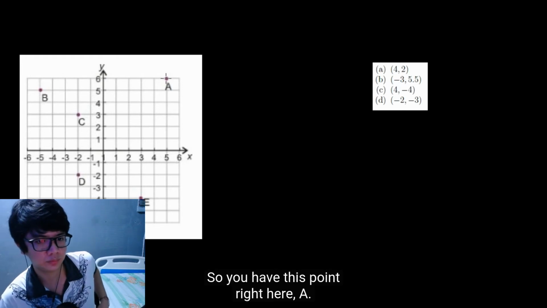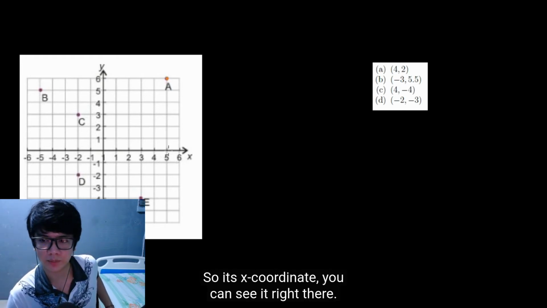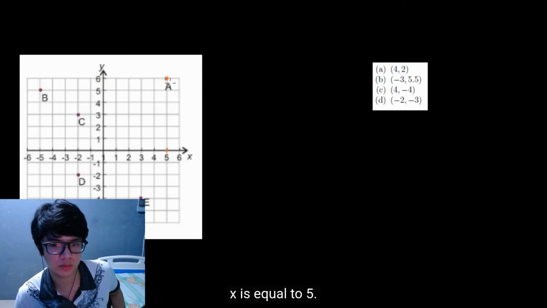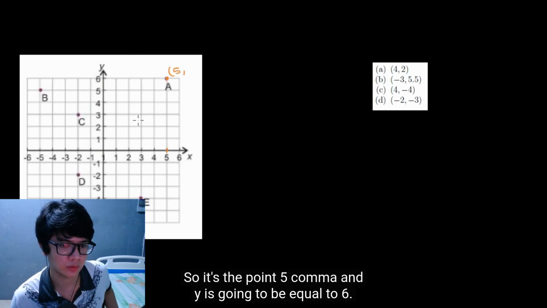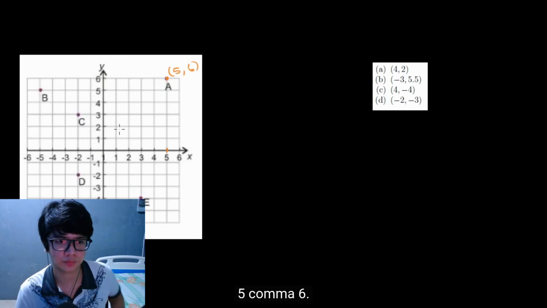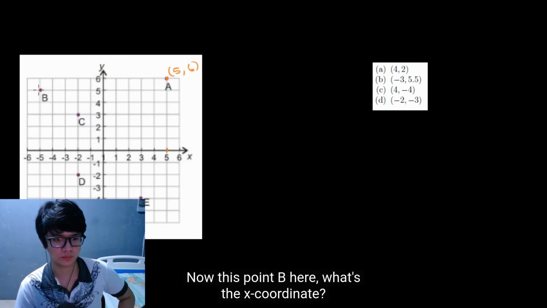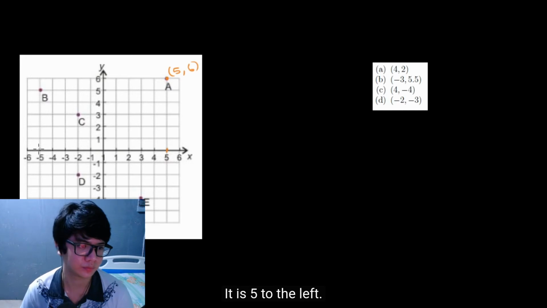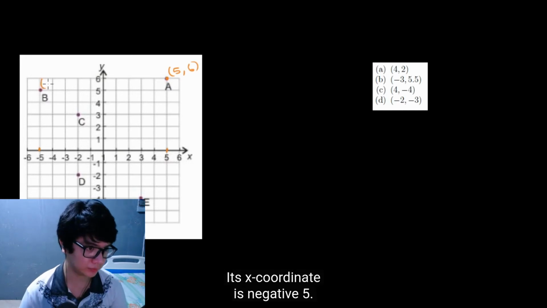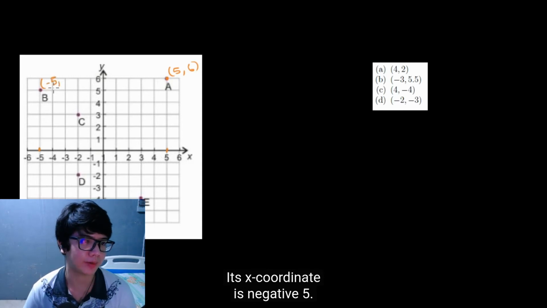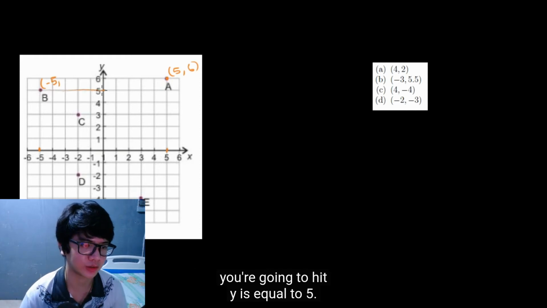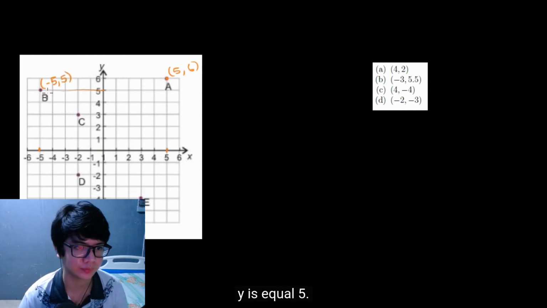So you have this point right here, A. So is its x-coordinate, you can see it right there. You just drop down. Where does it intersect the x-axis? X is equal to 5. So it's the point 5, comma, and y is going to be equal to 6. 5, comma, 6. Now this point B here, what's the x-coordinate? It is 5 to the left of the y-axis. This is negative 5. The x-coordinate is negative 5. The y-coordinate is, if you just go straight to the right, you're going to hit y is equal to 5.